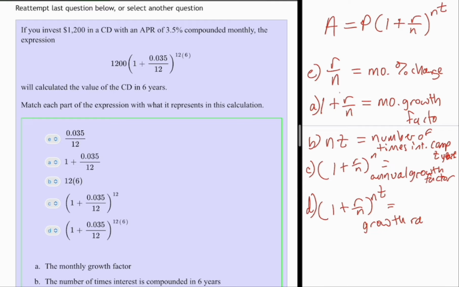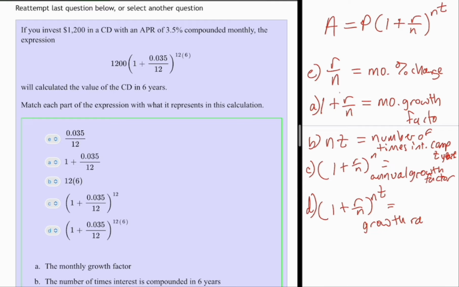For the third one, what does that NT stand for in our formula? That's the number of times that it compounds in T years. So 12 times 6 would be the number of times, monthly, 12, that it would compound in 6 years.